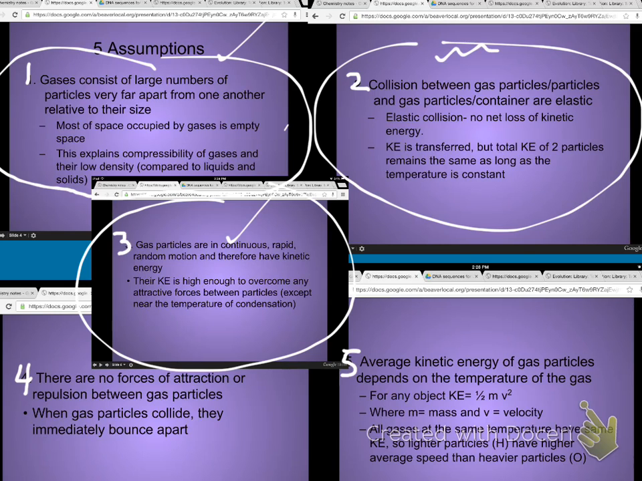What KMT says about ideal gases is that their kinetic energy is high enough that if they do hit one another, that energy is enough to move them past one another. They don't stick together. They don't clump up because they strike.